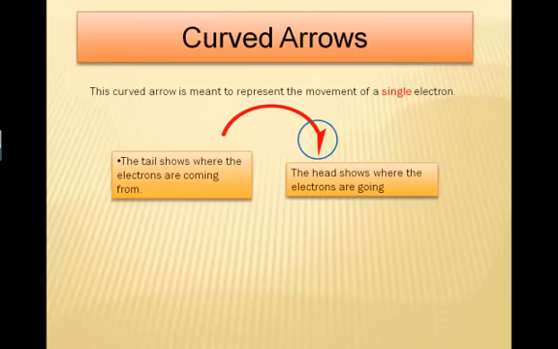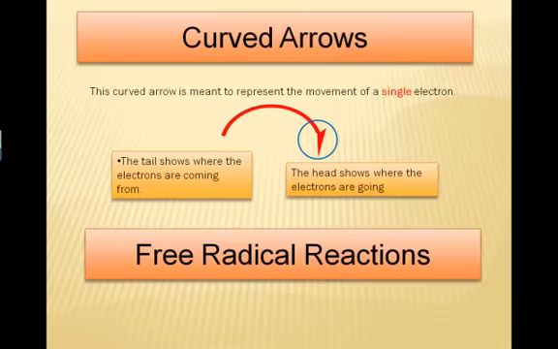This particular arrow, now you can see that we have a single barb on the end of the arrow. That arrow is meant to represent the movement of a single electron, so that would be used in a free radical type of reaction. The tail shows where the electrons are coming from, and the head shows where the electrons are going to. Again, this type of arrow is used in free radical reactions.